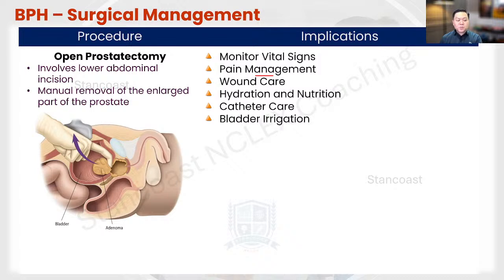Now, this is also probably going to require continuous bladder irrigation. And once it is required, let's say a CBI, or continuous bladder irrigation, is ordered, make sure that you're also monitoring the irrigation system. Make sure that it's functioning well. There's no blockage. You're going to have to regulate the flow of the irrigant depending on the color of the drainage.